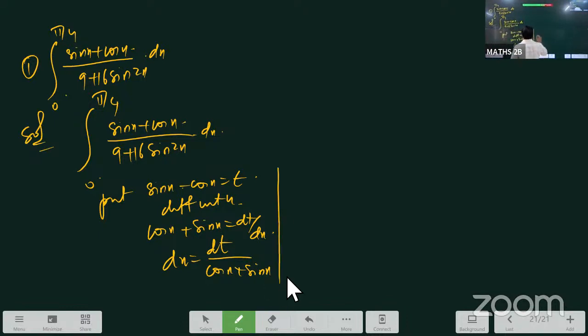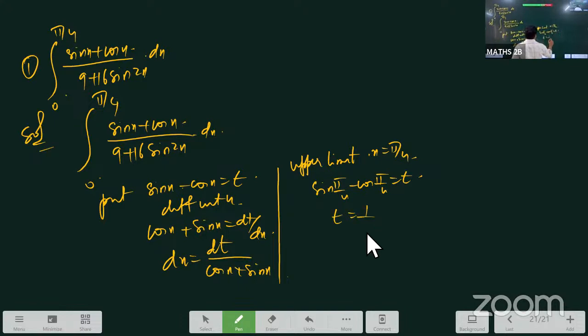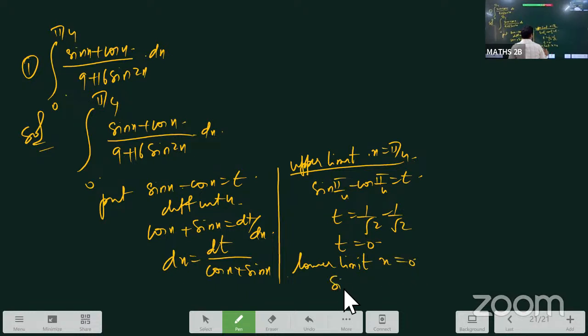Right. Change the limits also. What is your upper limit? Your upper limit x is pi by 4. So sin pi by 4 minus cos pi by 4 is t. So 1 by root 2 minus 1 by root 2, your t is 0. Change your lower limit also. Now what is your lower limit? x is 0. That is sin 0 minus cos 0 equal to t, so t equals 0 minus 1, that is minus 1.